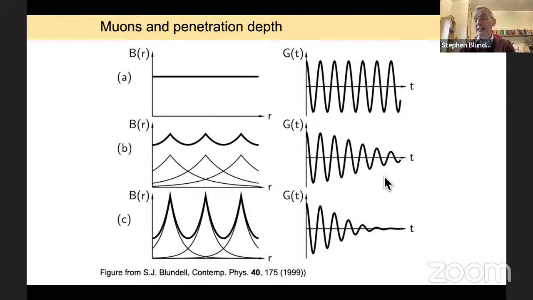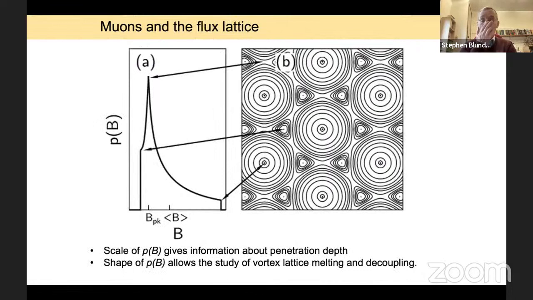And another way of looking at this is if you think of the vortex lattice and you think of the field contours inside the vortex lattice, this will be related to a probability distribution of what magnetic field you will find if you choose a point randomly in this direction. So this will have a maximum point at the vortex core. It will have a minimum point away from the vortex core, and then there'll be quite a high probability of stopping somewhere in this saddle point in the distribution.